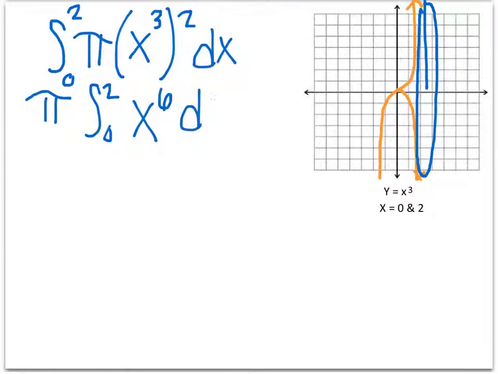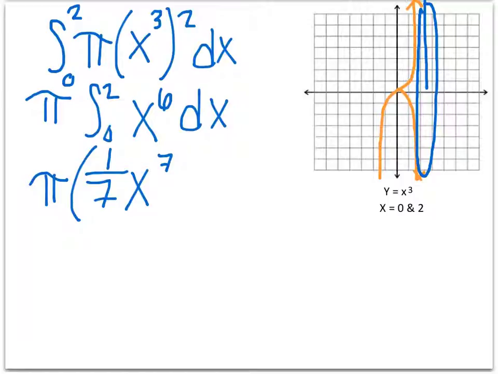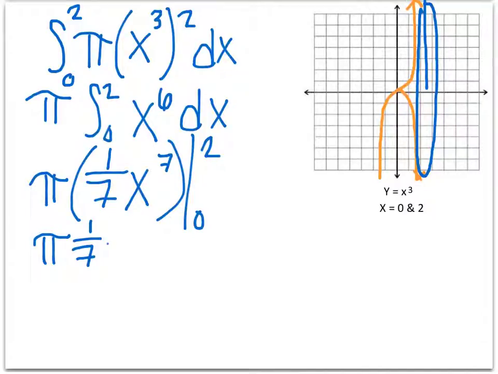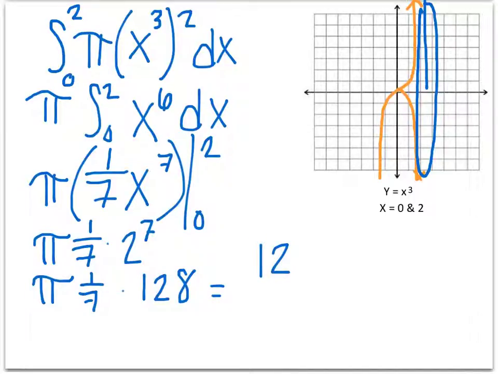I keep forgetting that. And then when we're solving this integral, we get pi times the antiderivative of x to the 6th, which is 1/7 x to the 7th. So then you solve that in between 0 and 2. So then we get pi times 1/7 times 2 to the 7th. So that would be pi times 1/7 times 128, which equals 128 sevenths pi. And 0 multiplies out to be 0, so subtracting 0 will just give you 128 sevenths pi. So that is the answer.